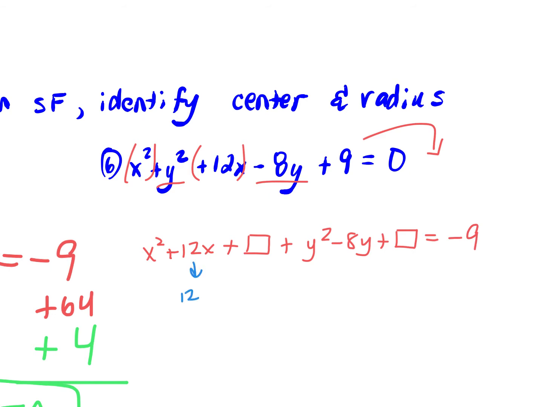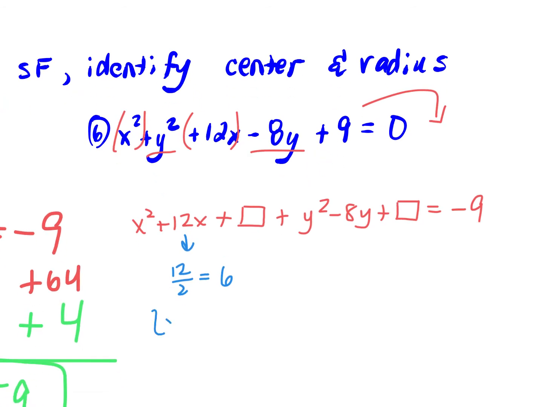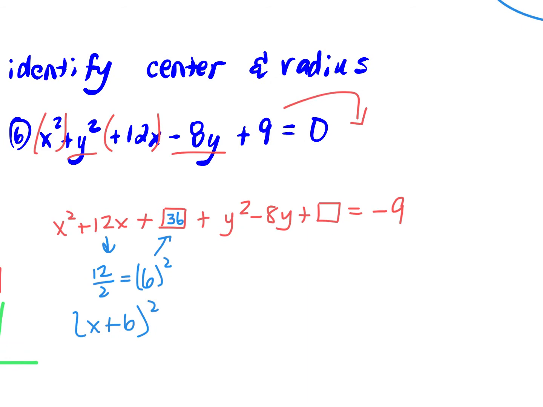Take my b term, 12 divided by 2 gives me 6. So I know my binomial is going to be x plus 6 quantity squared. And then when I square this value, I get 36. So when you add 36 to one side, you have to add to the other side.